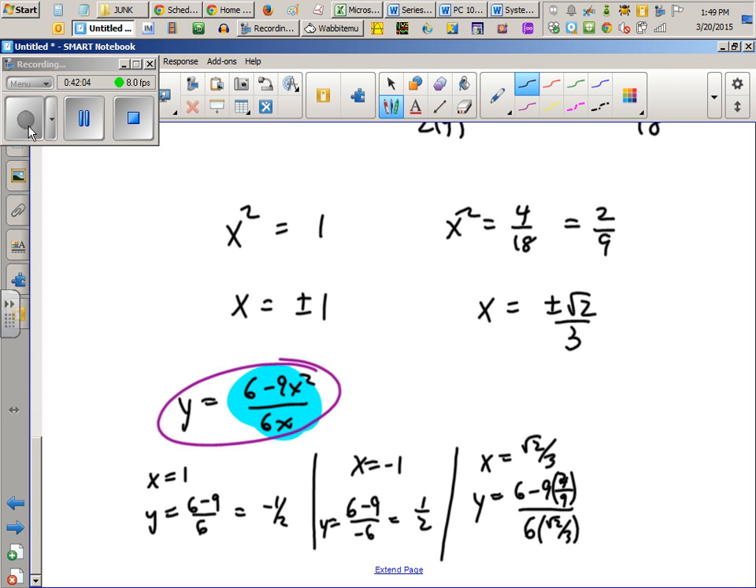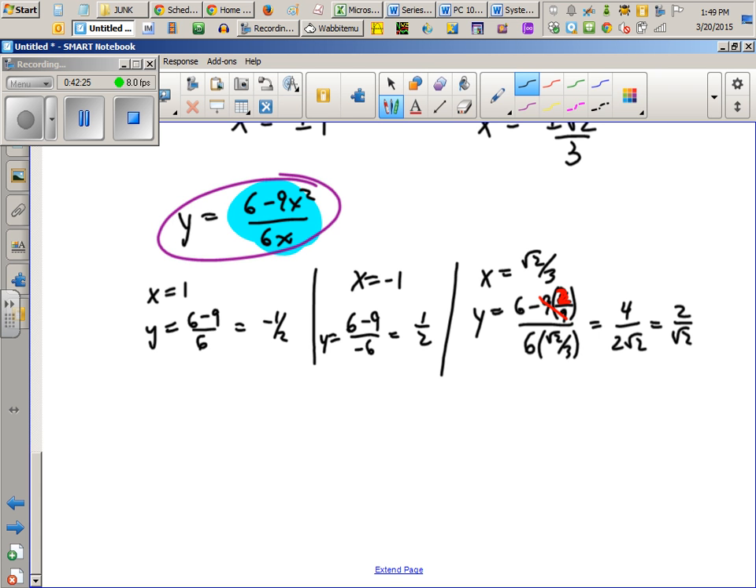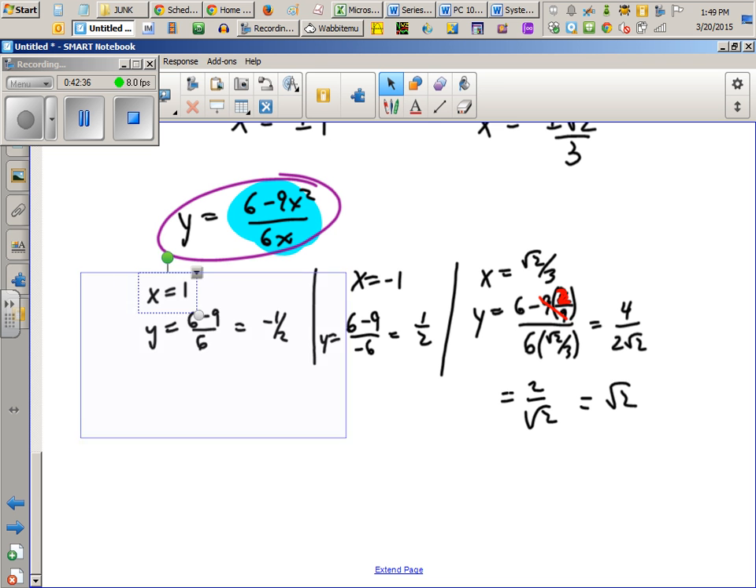I meant to say 2/9, not 4/9, so I'll fix that in red. Right there, that's at 2/9. And this gives me basically 4 over 2 root 2, in other words 2 over root 2. I'll write that down here. In other words, just plain root 2. Okay, and then our last one, let me move this all over a bit.